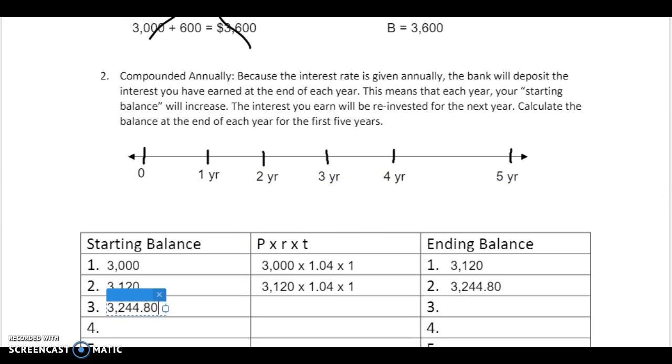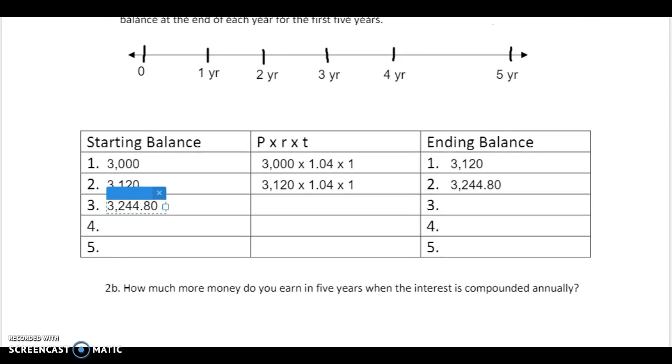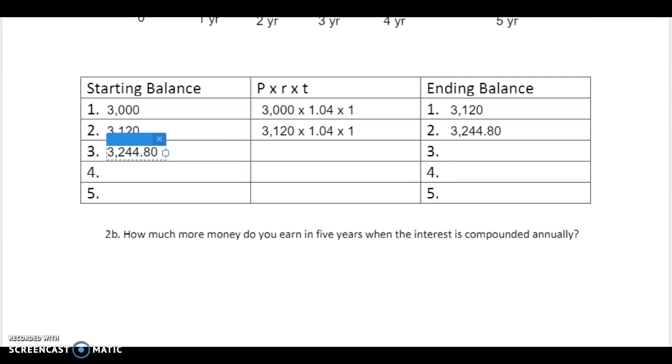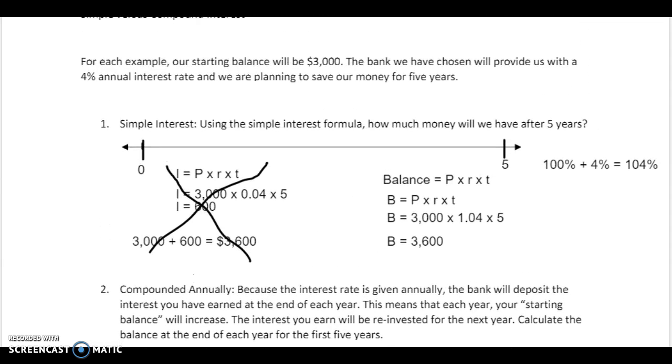Okay, so I'm about to end the video here, but in order to get full points for the project, you've got the rest of these boxes to fill in. What do you have at the end of year 3, end of year 4, end of year 5? And then the last question on the page, how much more money do you earn in 5 years when it's compounded annually, right? When the bank gives you this compounded interest, how much more money do you make than you would have in number 1 when it was just simple interest?